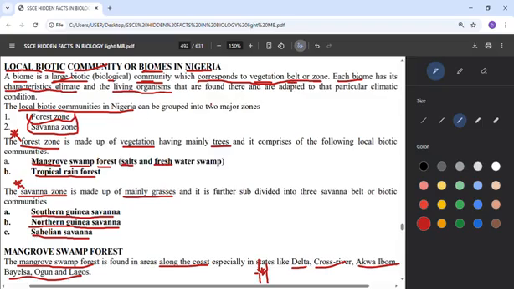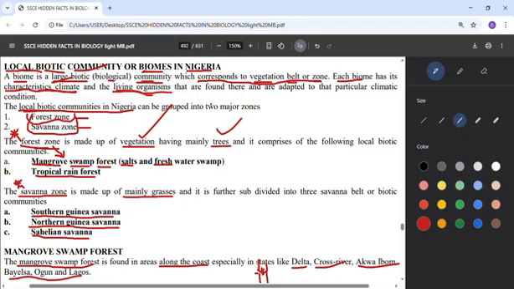So each biome has its own characteristic climates, and there are certain living organisms in each of the biomes. So for the local biomes, we have forest zone and we have savanna zone. Once we hear forest zone, the first thing that should come to your mind is trees. So it means it's made up of vegetation having mainly trees. And from this forest zone that has trees, we still have some divisions under the forest zone.